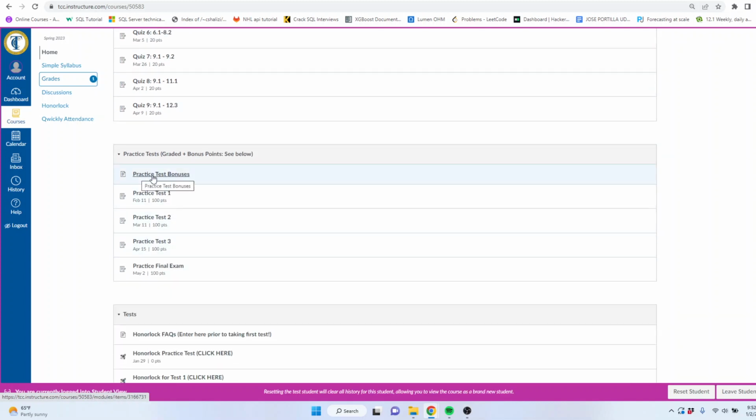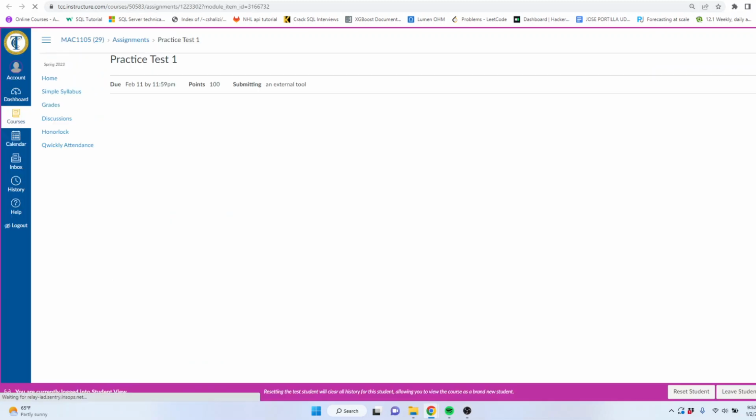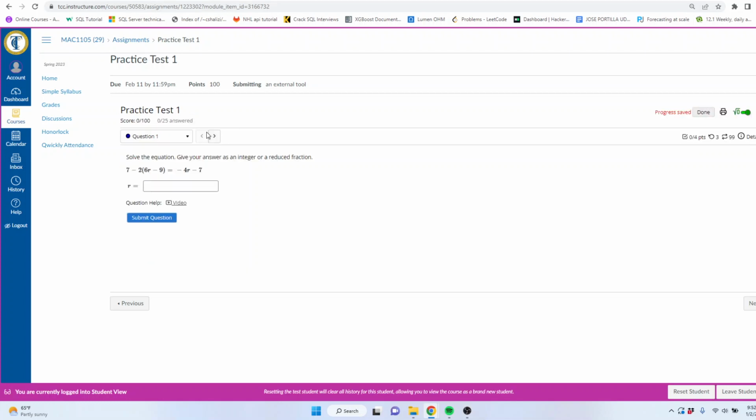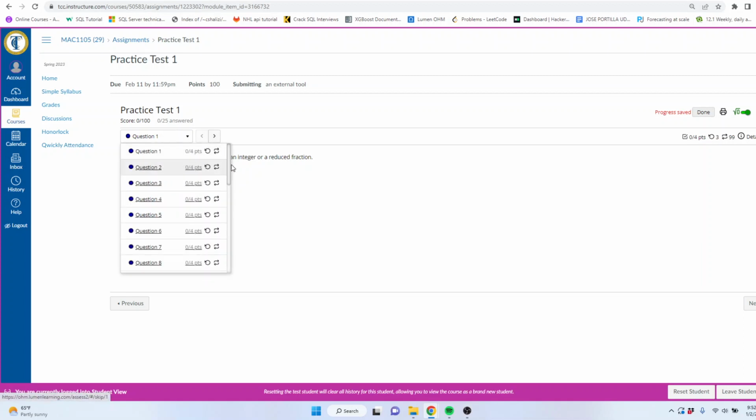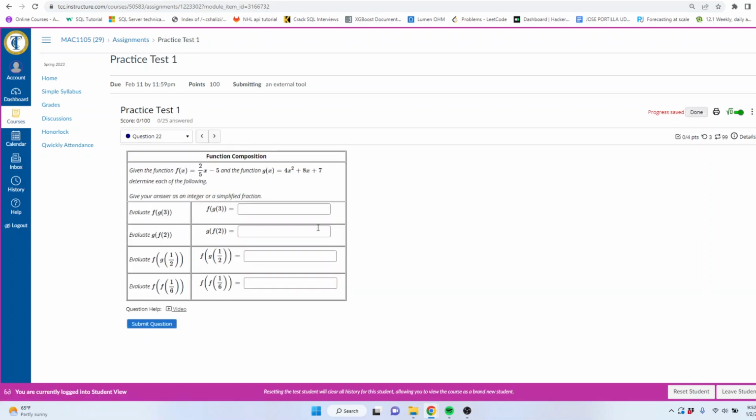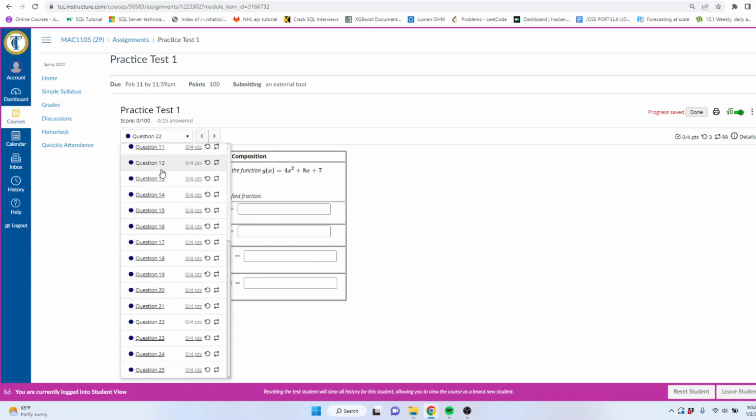So practice tests, I already talked about how the bonuses work. You can click on that for an example. But the way the practice tests work, since you've already agreed, you don't have to go back and re-agree in every assignment, is they're longer because they basically mimic a test. Like I said, they're a little bit longer than a normal test. And you just go through and you can work them. The difference is you can work them as many times as you want.